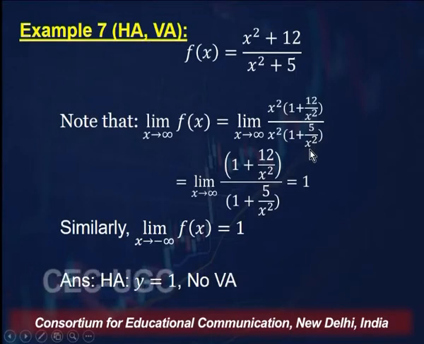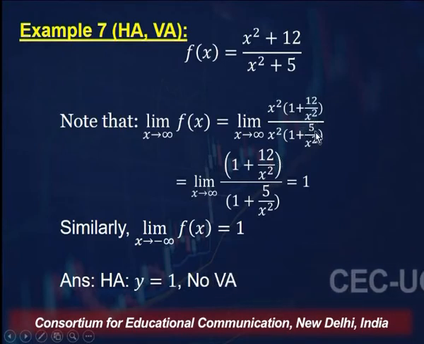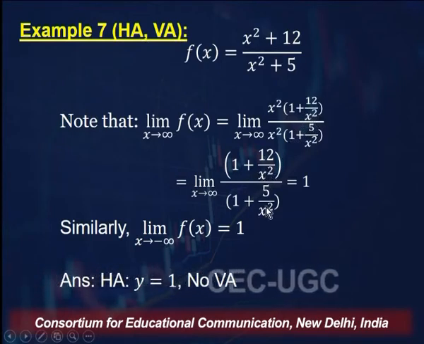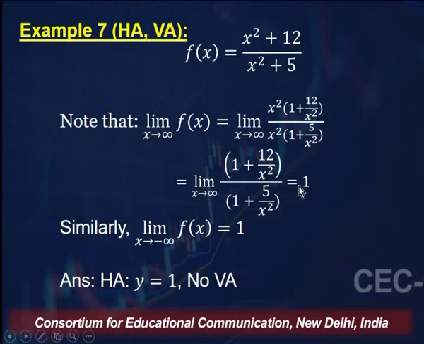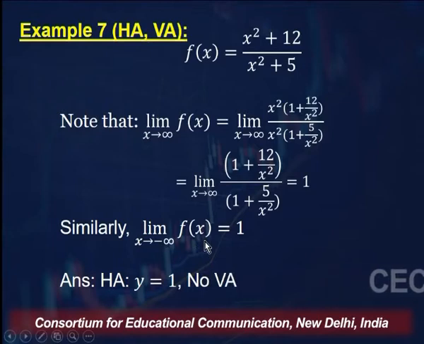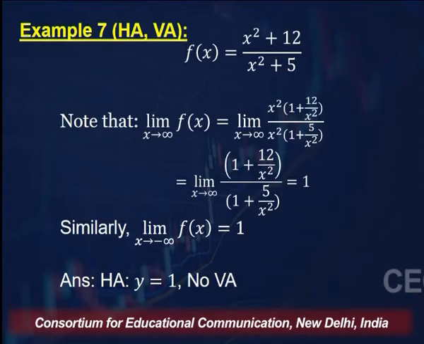Now I can apply my limit, as you can see here. The x squared and x squared get cancelled, and as x tends to infinity, 12 by x squared will tend to 0, 5 by x squared will tend to 0, and the limit here is 1. So, here y equal to 1 is your horizontal asymptote, and you can see that even as x tends to minus infinity, the function is tending to 1. So, y equal to 1 is your horizontal asymptote. This is the case for this particular function.